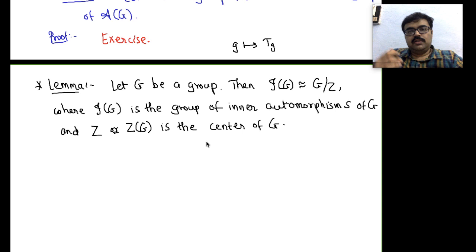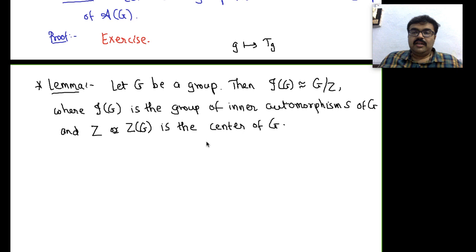Everyone is connected to them. So it is kind of the center of G. All those elements Z in G so that XZ equals ZX for every X, not just one X. Z will commute with everything. We take such Z, so that ZX equals XZ for every X in G.